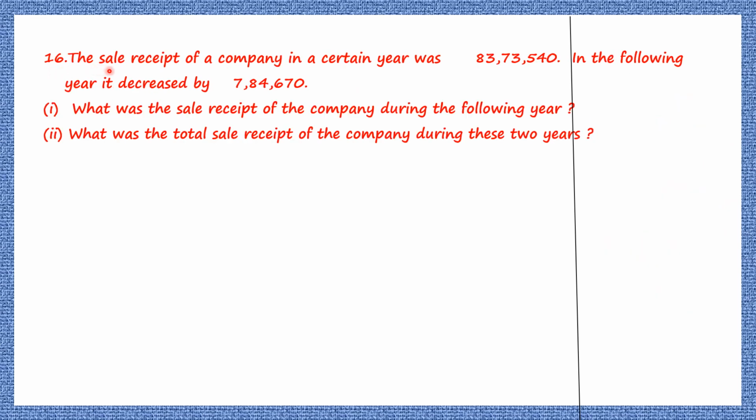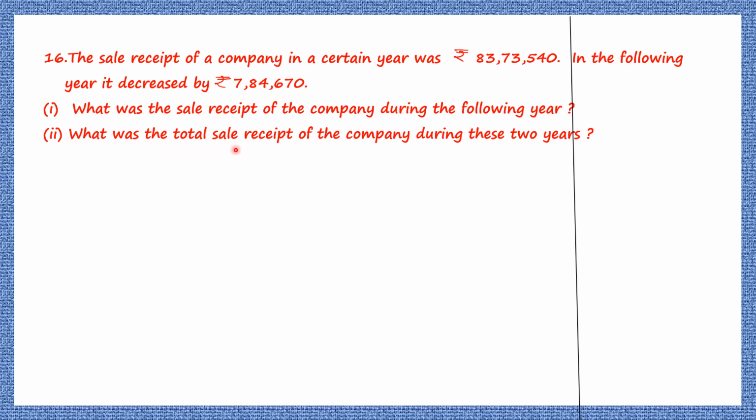Question 16. The sale receipt of a company in a certain year was 83,73,540 rupees. In the following year, it decreased by 7,84,670 rupees. Now we have to answer two questions. First one, what was the sale receipt of the company during the following year? So we only know that in the following year it decreased by so much, but we don't know what it was during that year. So we need to find that first. Second, we have to find the total sale receipt of the company during these 2 years. So this part is easy.